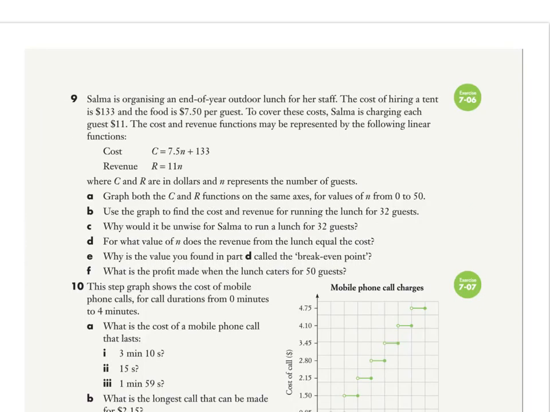Okay, Selma is organising an end-of-year outdoor lunch for the staff. The cost of hiring a tent is $133 and $7.50 per guest. So this is the y, that's the y-intercept, and that is your gradient. Now, Selma is charging each $11. So again, that is your gradient for the revenue. Obviously there are your 2 equations, but if they didn't give you those 2, you could still get those from the values given. Okay, graph both.